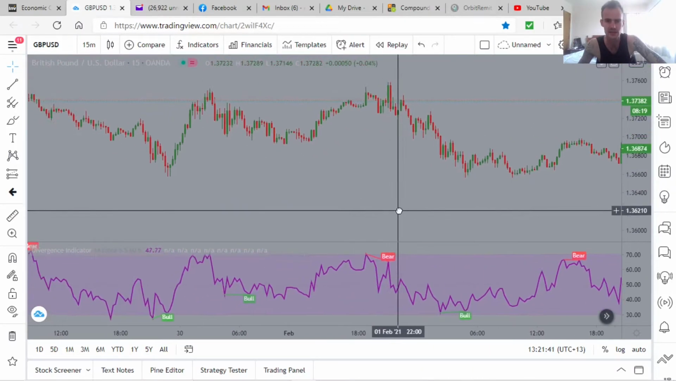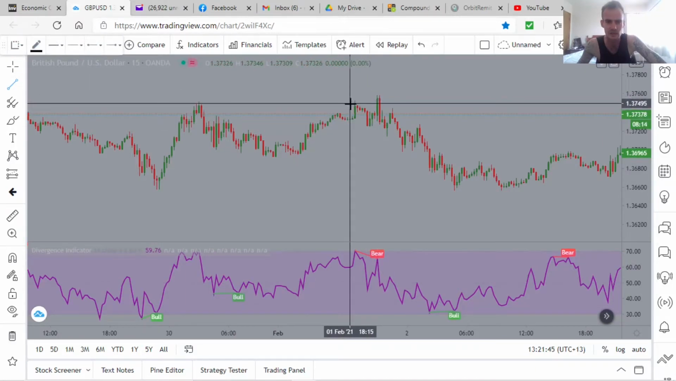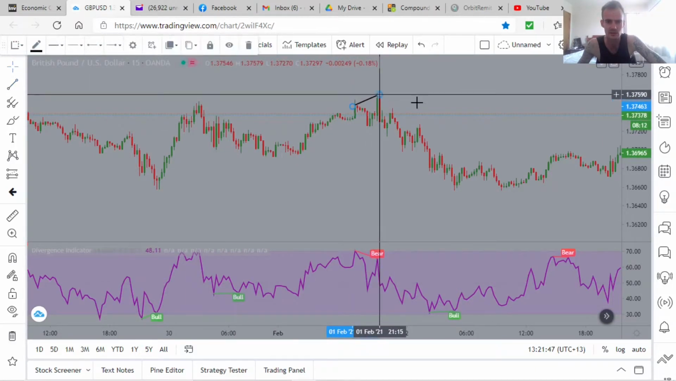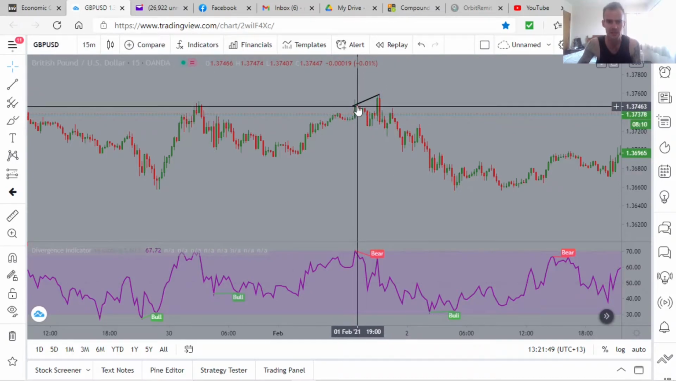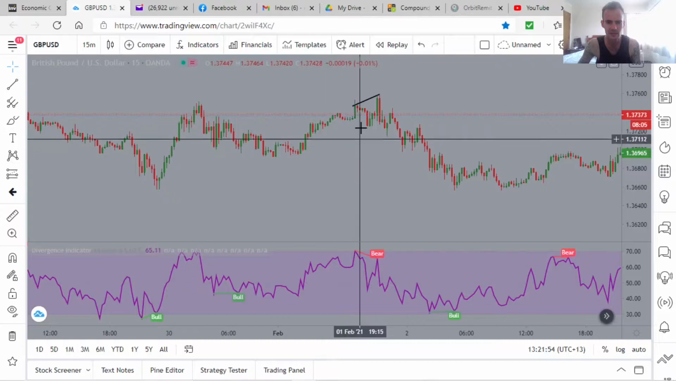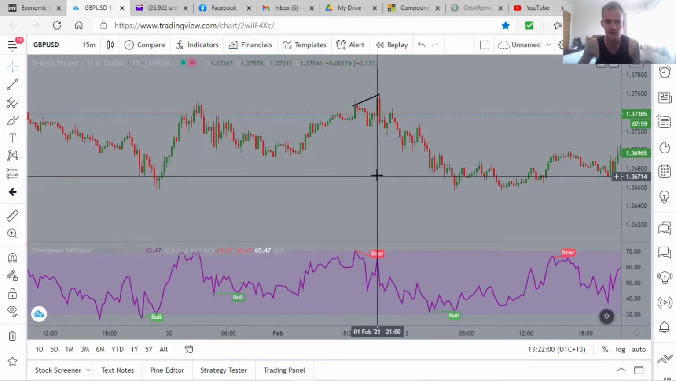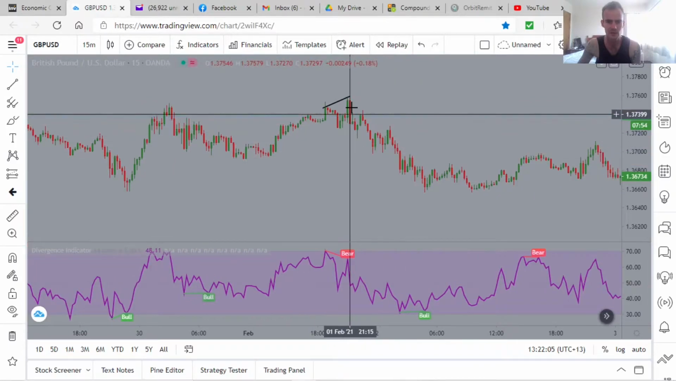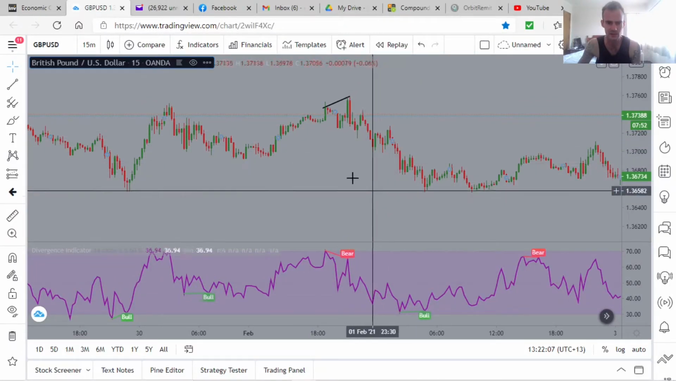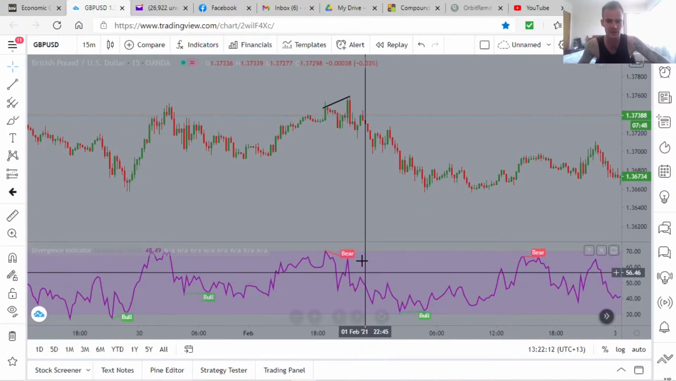So I took this setup last week. As you can see here, I'll just show you. Price made a high over here. The RSI made a high. You can see over here that the price made another high, but the RSI itself is making a lower high. And then we got this bearish engulfing candle. After that point, we got bearish divergence pop up over here on this indicator.